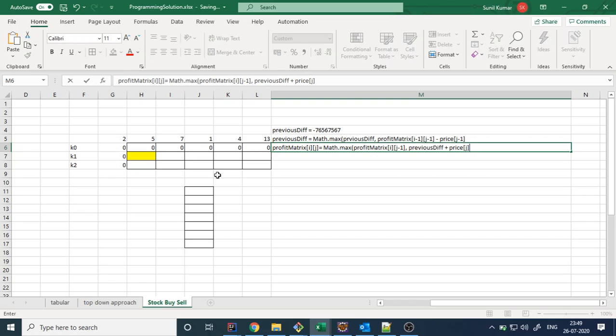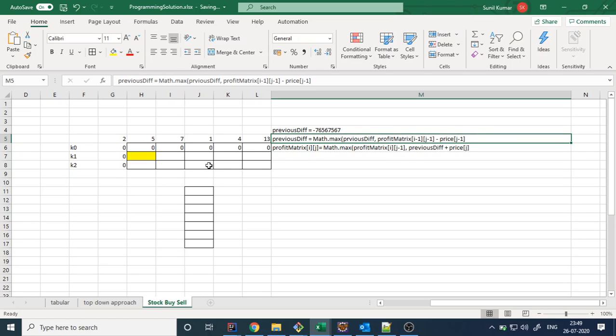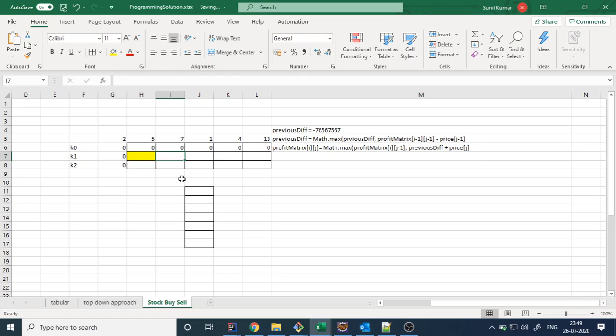If you calculate here, it is minus 2. So as per this formula, if you fill this, here it will be 3, because if you calculate the diff, here it will be 3.